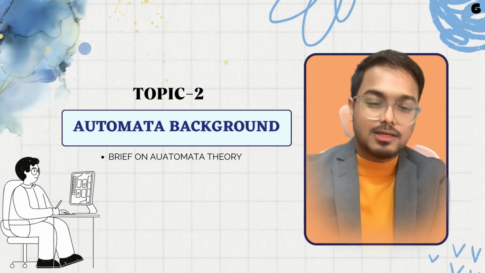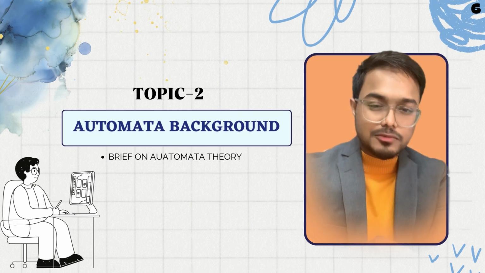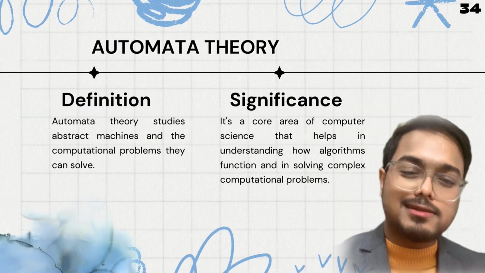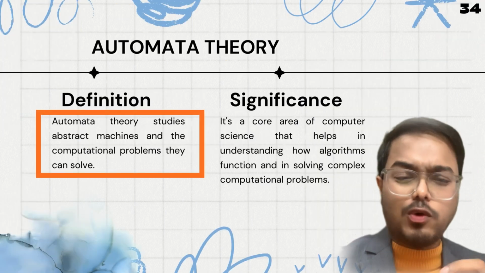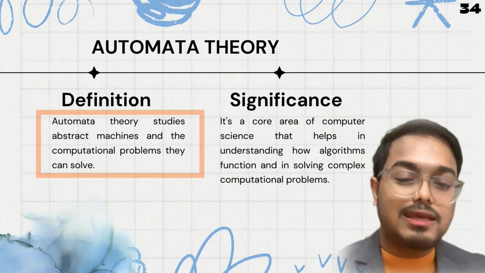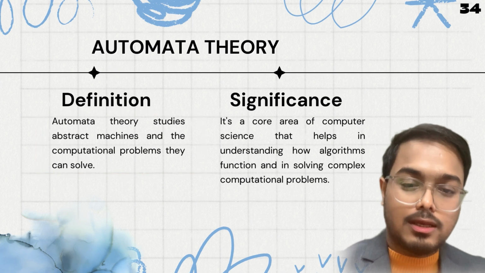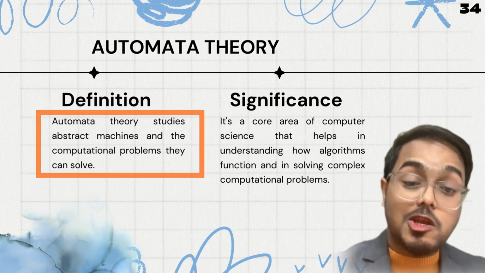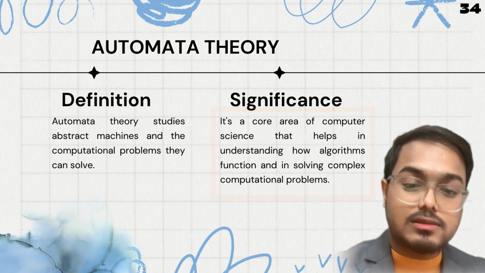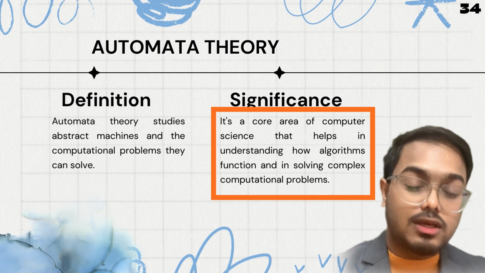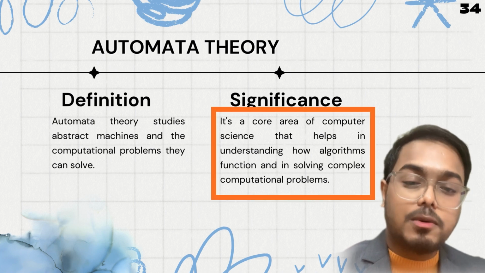Moving on to the second part, a bit of background about automata. That is topic number 2. What is automata? So what actually is automata theory? Automata theory is one of the core fields in computer science. It studies abstract machines and the computational problems those machines can solve. It has a lot of significance in computer science because it helps us understand how algorithms function in order to solve complex computational problems.